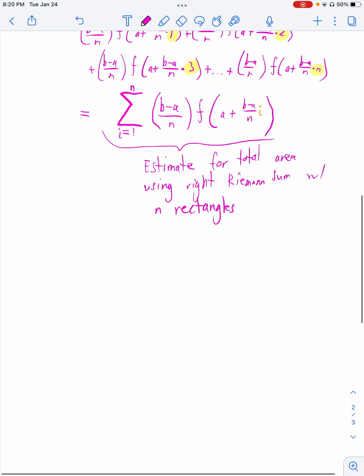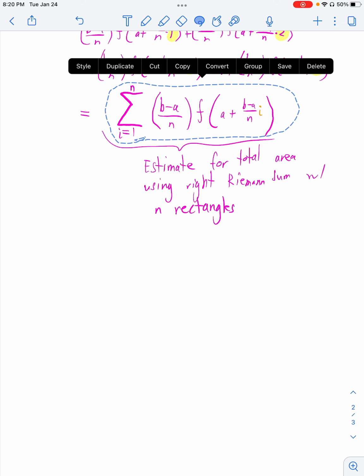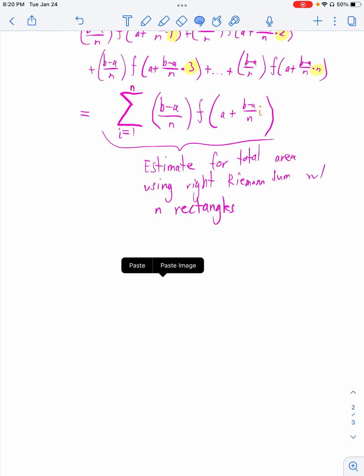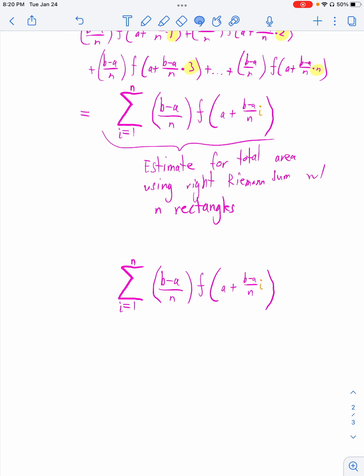So the limit definition of the integral is going to be, we're just going to copy all this down. I'll even use the copy function on Notability. It'll be fancy, okay? We just take this sum, and we take the limit as n goes to infinity, all right? That's going to be equal to the exact total area, okay? So I just wanted to clear up what we were talking about the other day.